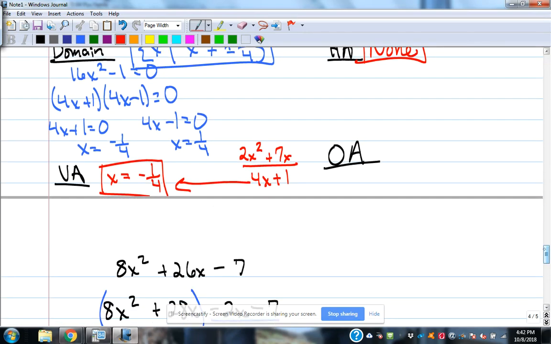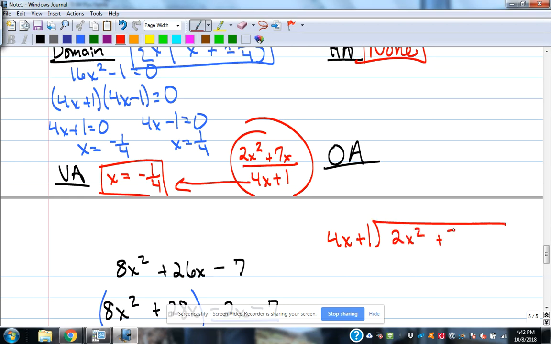And this one takes long division to get there. So we're going to do long division of that simplified version. So we got 4x plus 1. And we're dividing that into 2x squared plus 7x, and I'm going to put a plus 0 on the end because I think I'll need it because there's nothing out there. So I'm going to try to get there.